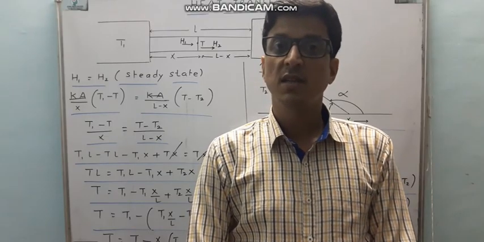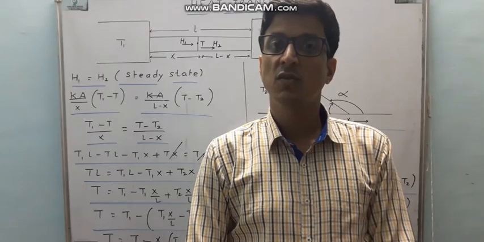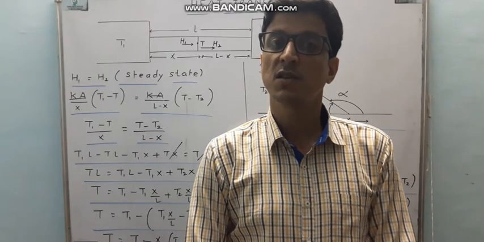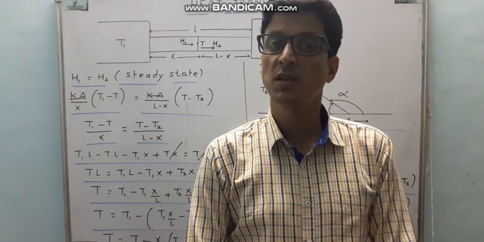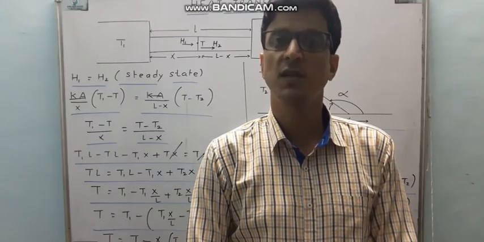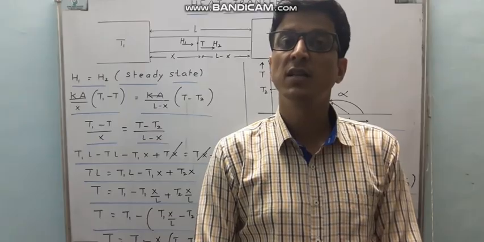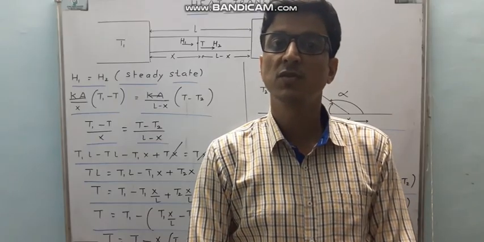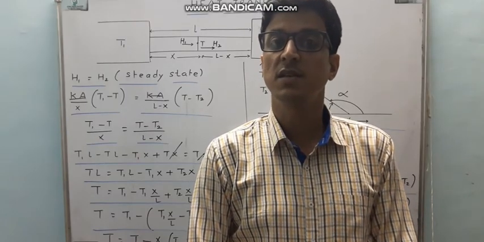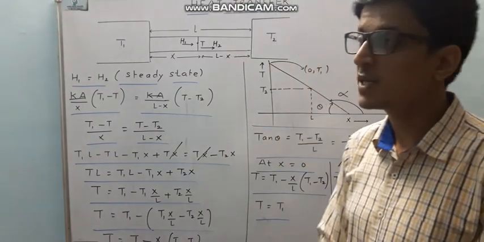So in steady state, the heat rate or the energy transferred across any cross section is the same. So the input heat current is equal to the output heat current. This concept we will use to solve this question and to find the temperature of any point on the rod in steady state. So let's proceed systematically.